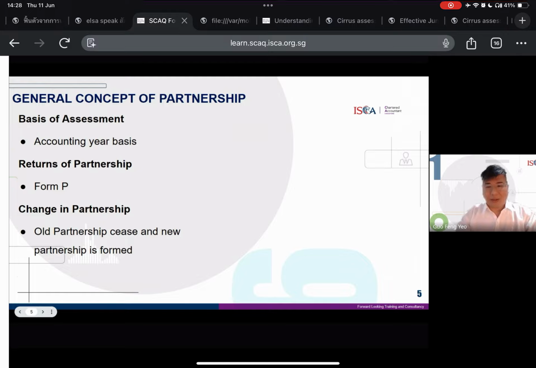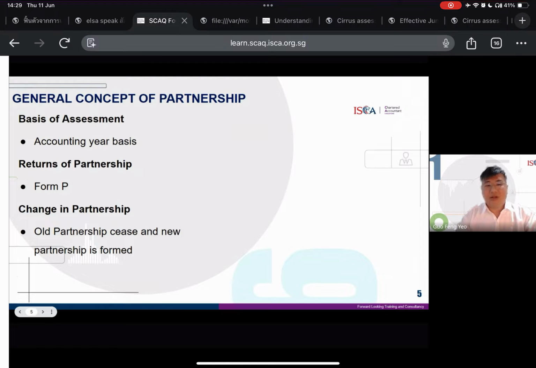For example, a company that has its accounting year starting from 1st July 2023 to 30th June 2024 would file its YA 2025 tax return using the same assessment period. In this case, the basis of assessment for a general partnership would depend on its accounting year end, and that can be dictated by the general partnership itself.